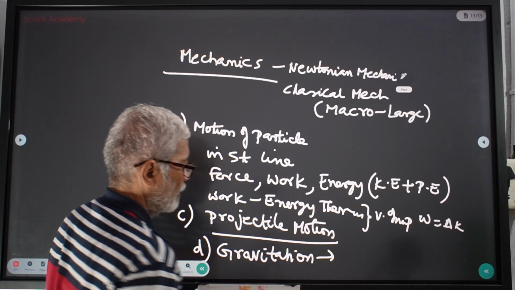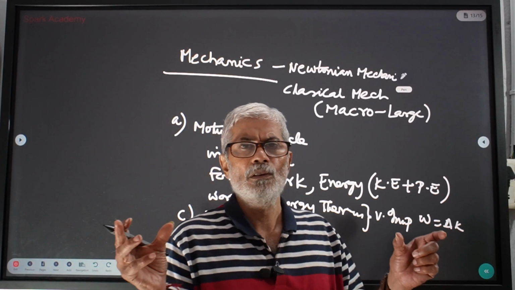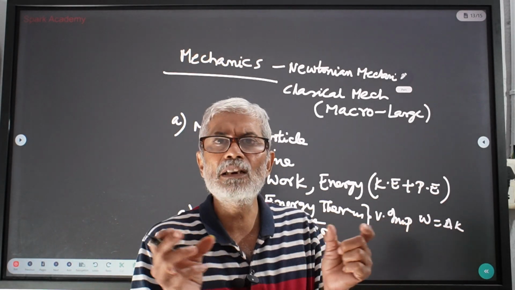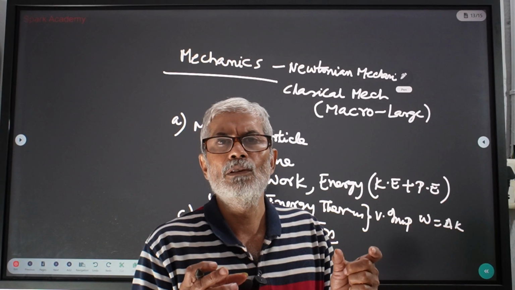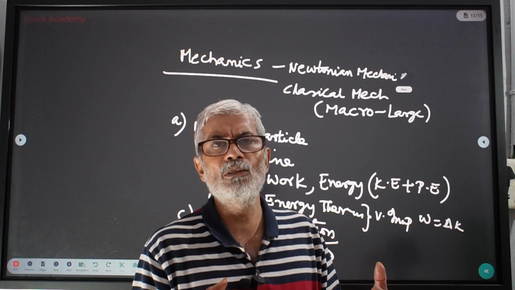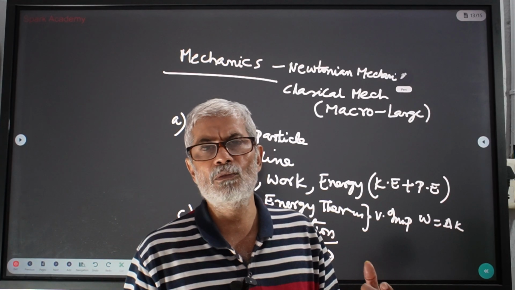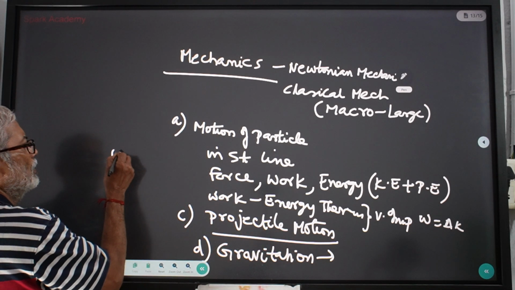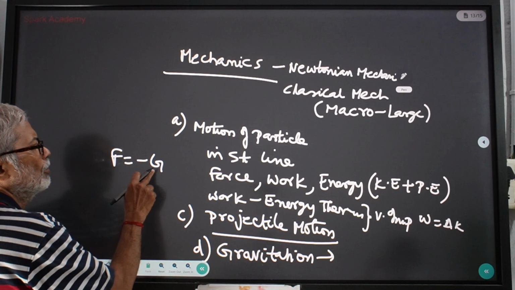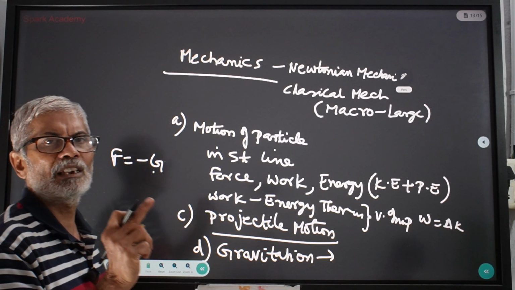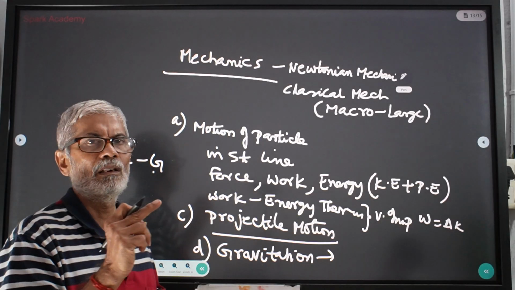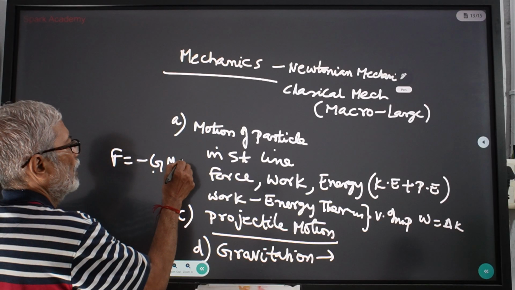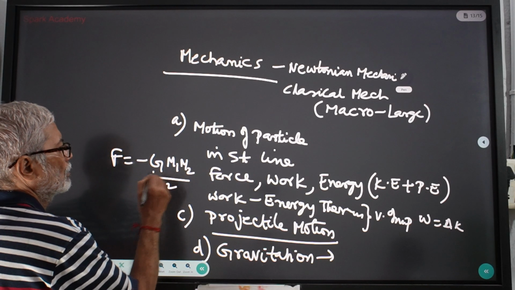Gravitation means, see, two bodies will attract and repel also. There is no repulsion in gravitational attraction, only attraction. You know Newton's law of gravitation: F is equal to minus G m1 m2 by d square. Here G is the universal gravitational constant, 6.67 into 10 power minus 11 newton meter square per kg square. F is equal to minus G m1 m2 by r square.